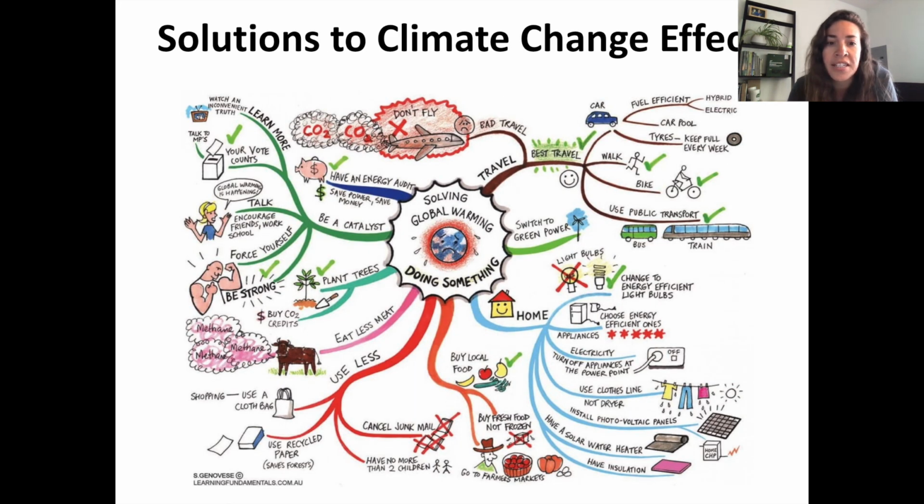So, there are things that we can do. There are things that you can do. There are things that we can hold companies and corporations and the government accountable for to try and mitigate and stop the effects of climate change.